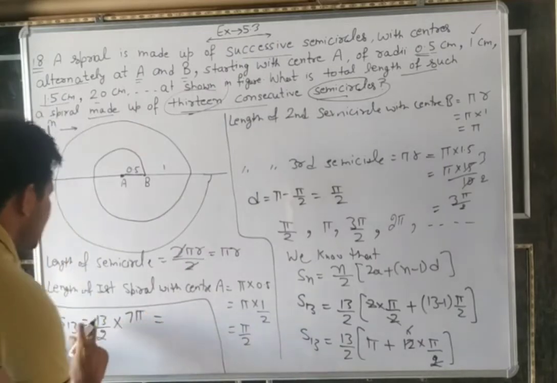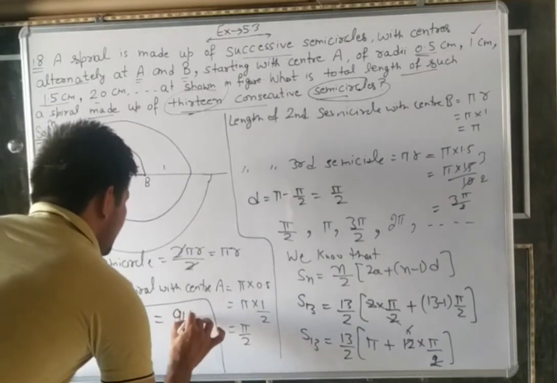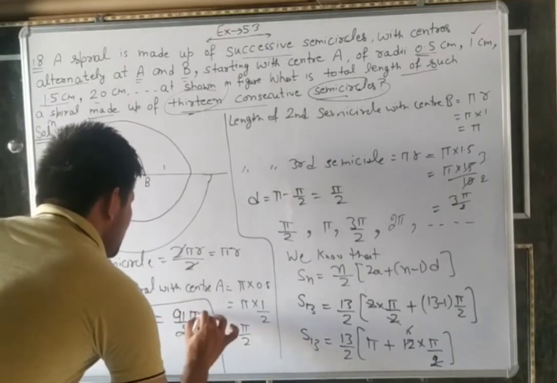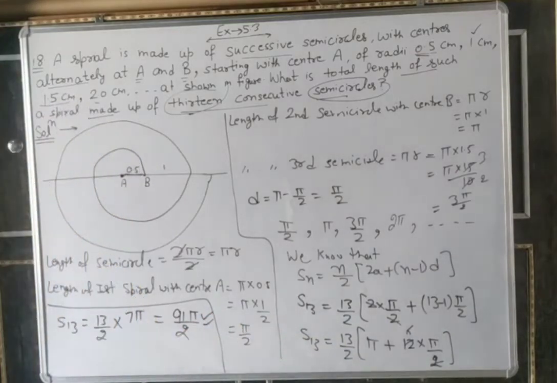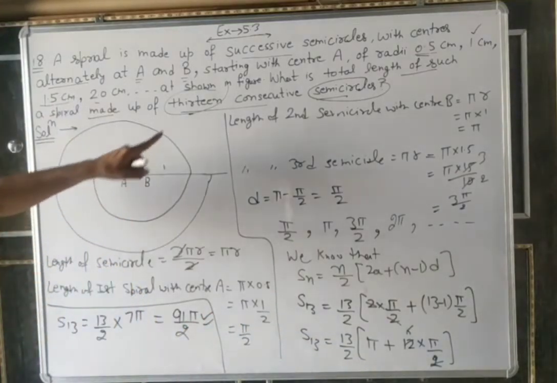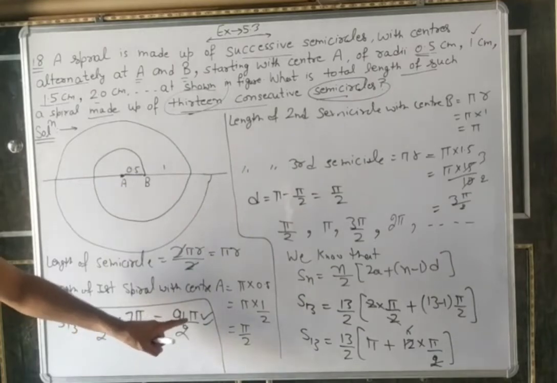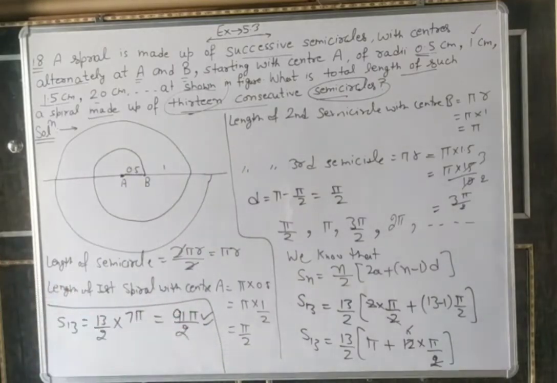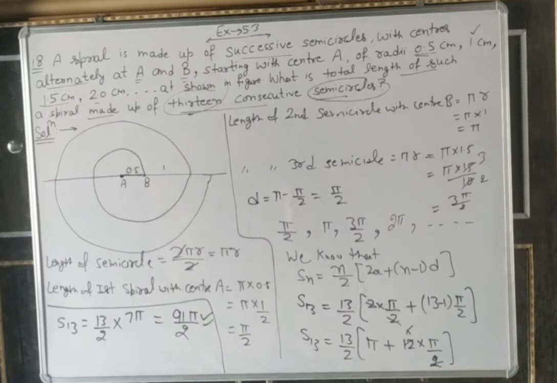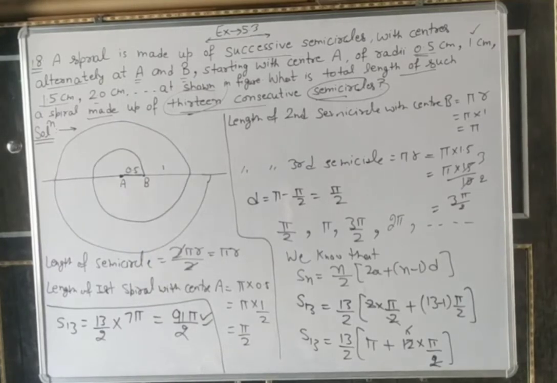So what is 13 into 7? 91 upon pi upon 2. So what is the total length of the spiral of 13 semicircles? 91 into pi upon 2. It is your answer. Understand? Otherwise, if you want to write the pi value, you can write the pi value also.